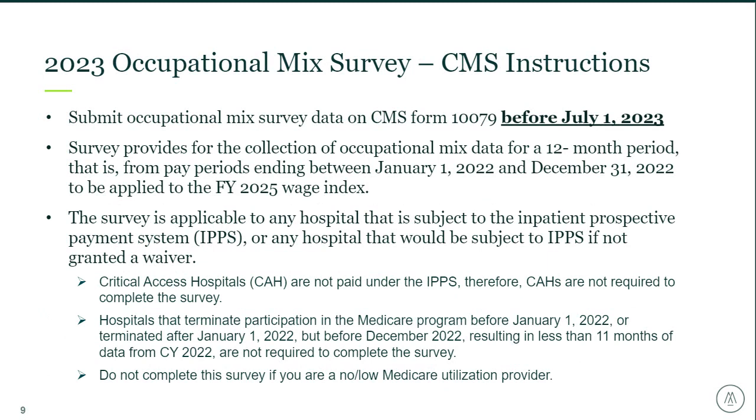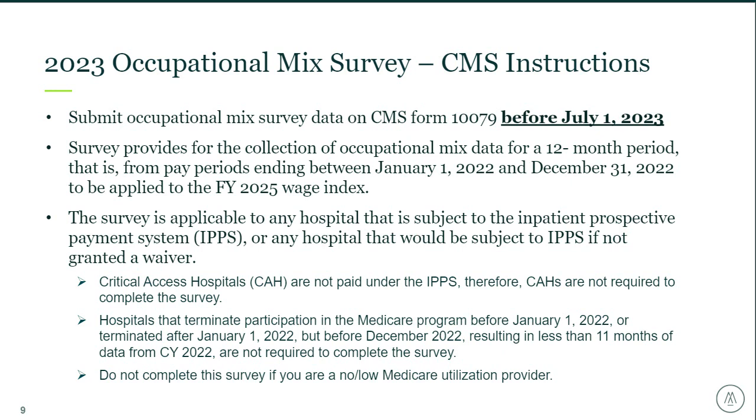The CMS instructions, as noted earlier, will be recorded on Form CMS 10079, as it was in prior submissions, and the data must be submitted before July 1st, 2023. The completed occupational mix survey must be submitted to the MAC, not directly to CMS, on the Excel reporting form via email as an attachment. With the end of the public health emergency announcement, we do not anticipate any delays or extensions at this time.